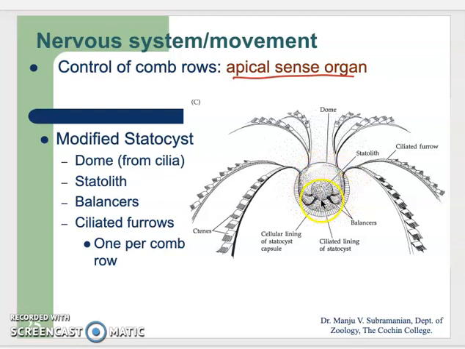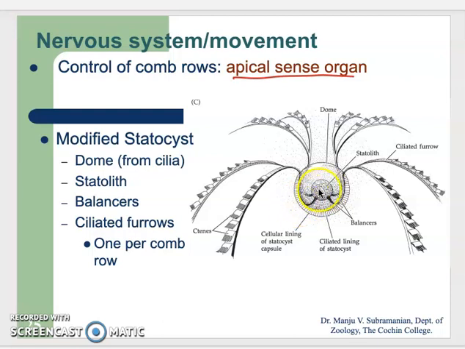There is a statolith at the center, which is called a stone, and there are the balancers. You can see a pair of balancers present, and there is a ciliated furrow. This is a ciliated furrow. You can see the ciliated lining of the statocyst. The whole structure is also called a statocyst, the aboral sense organ or apical sense organ.